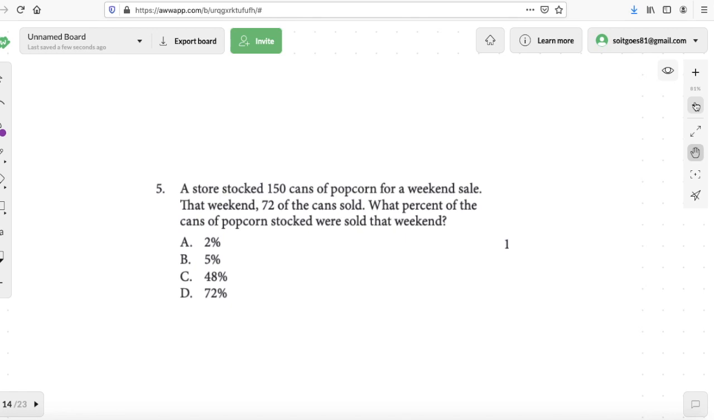Ooh, okay. All right. What are we solving for here, Juliana? The percent of cans of popcorn stocked that were sold that weekend. The percent of cans of popcorn that were stocked, that were sold on that weekend. Okay, let's stop.